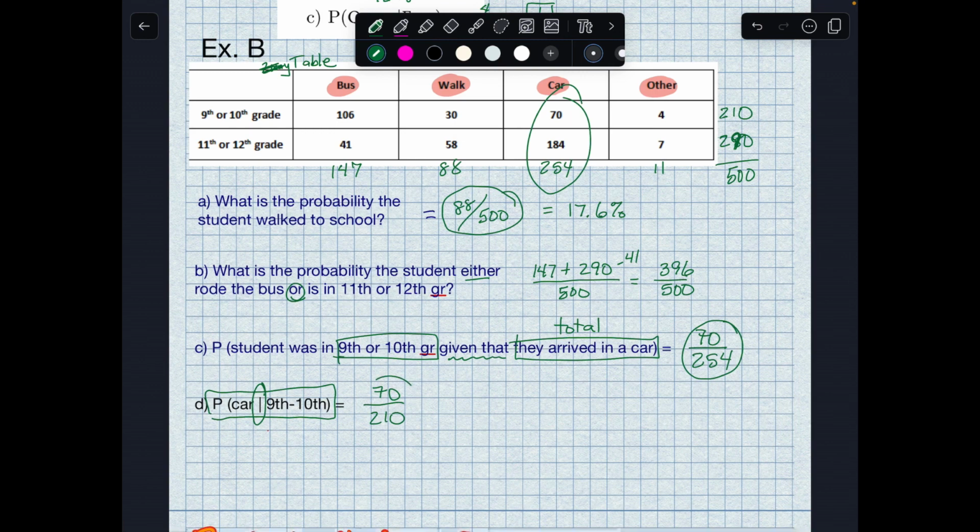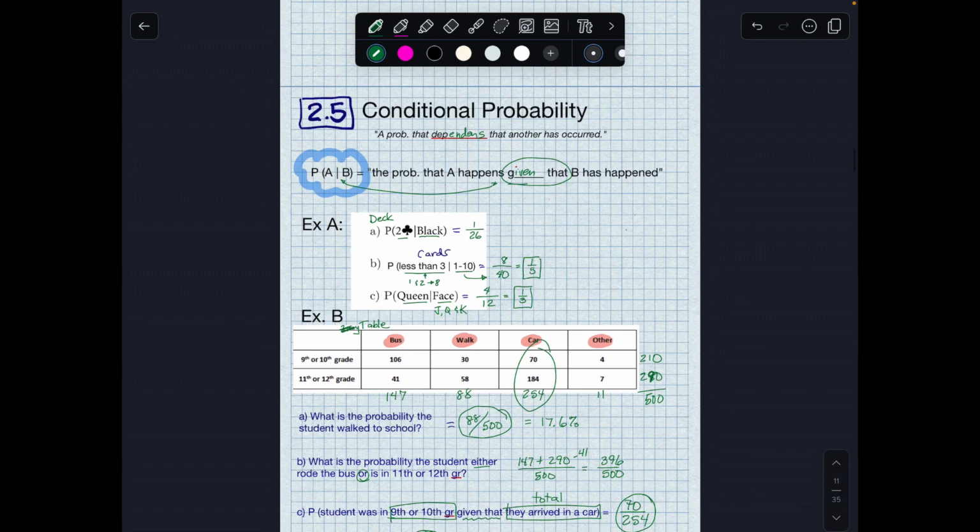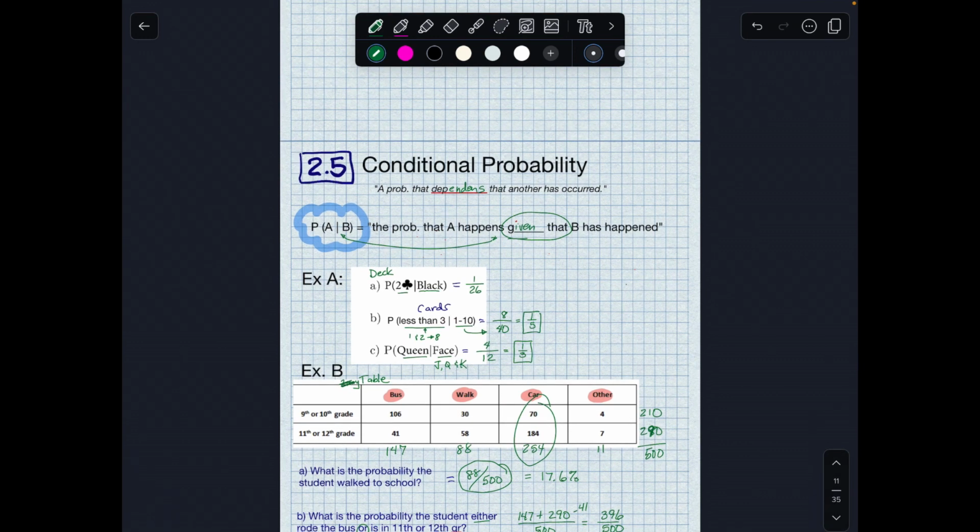All right. Good luck in your homework. You got 4 problems to do. They usually involve some sort of table. Pay attention to your denominators in what we call conditional probability.